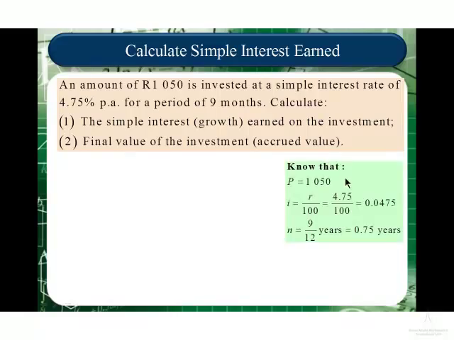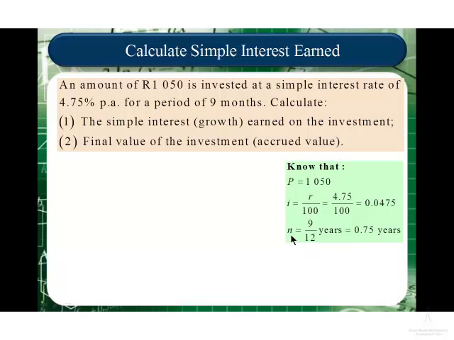Now, if we think of the formula that will apply in this situation, the principal amount is 1,050 Rand. We have that i is 4.75 divided by 100, that is the interest in decimal form, per annum. And for the number of interest periods, we have only 9 months, and the interest period is 1 year, or 12 months.